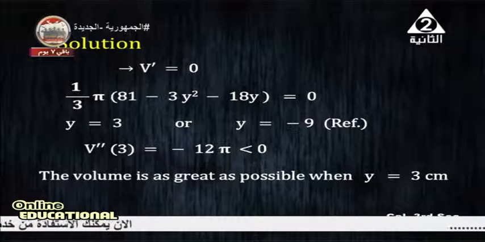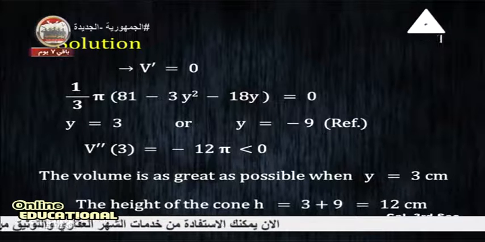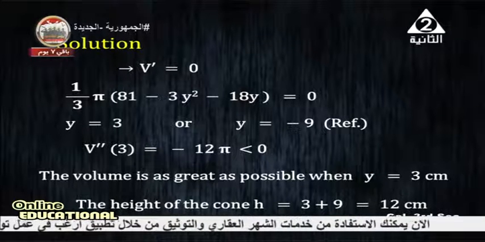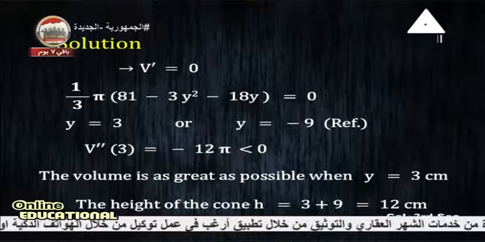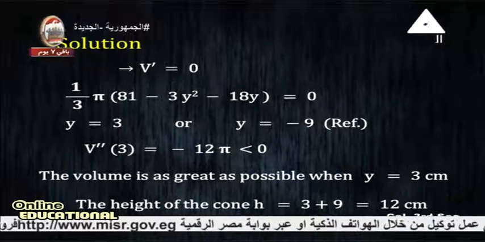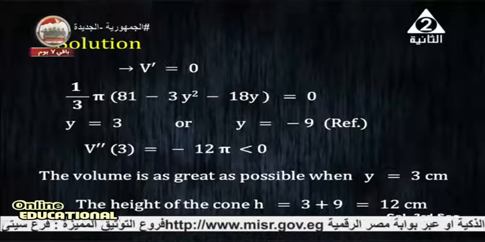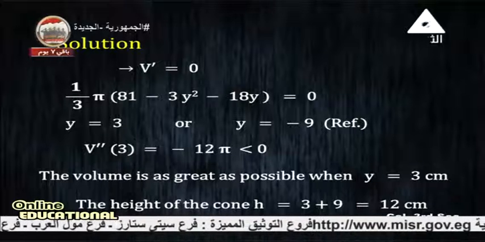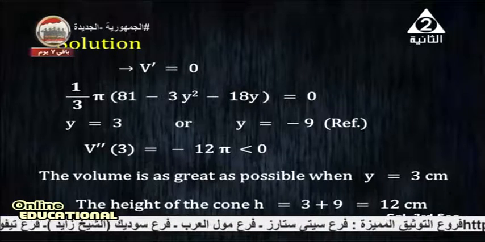And the height of the cone, which equals h, equals y plus 9, or 3 plus 9 equals 12 centimeters. Then the height of the cone equals 12 centimeters.